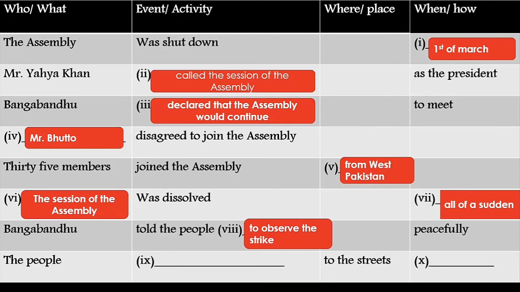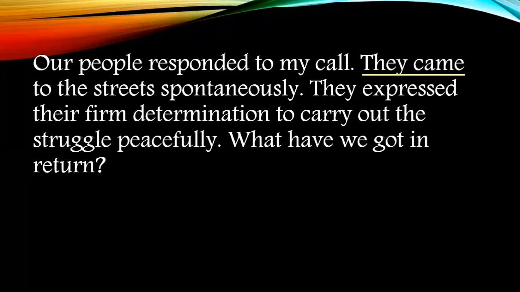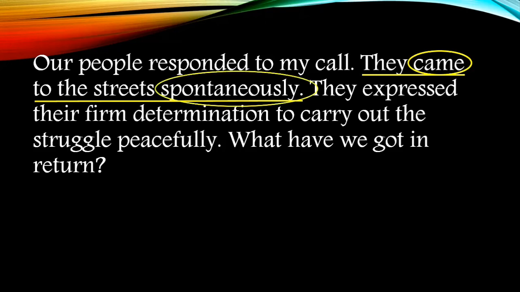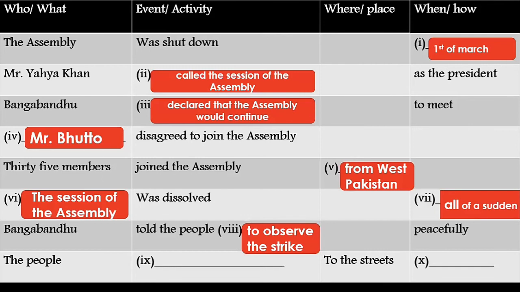Last line. Here we have two gaps, two pieces of information should be found out. We have to find out from the text. The people dash, people did something, and where they did, to the streets. And when they did, that information is also to be found. So here the people did something on the street. So let's find out what the people did to the streets. And here is the answer. They came to the streets spontaneously. What they did, they came to the streets, and how they came, spontaneously. So our answers are came and spontaneously.